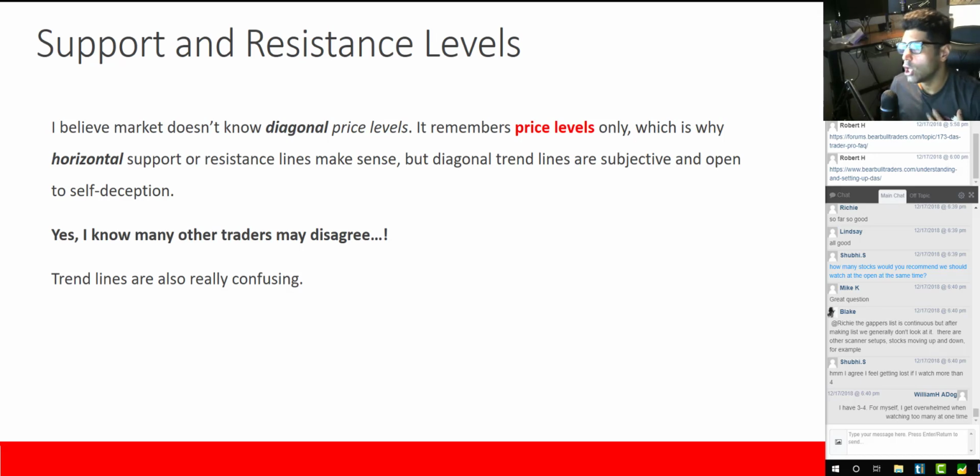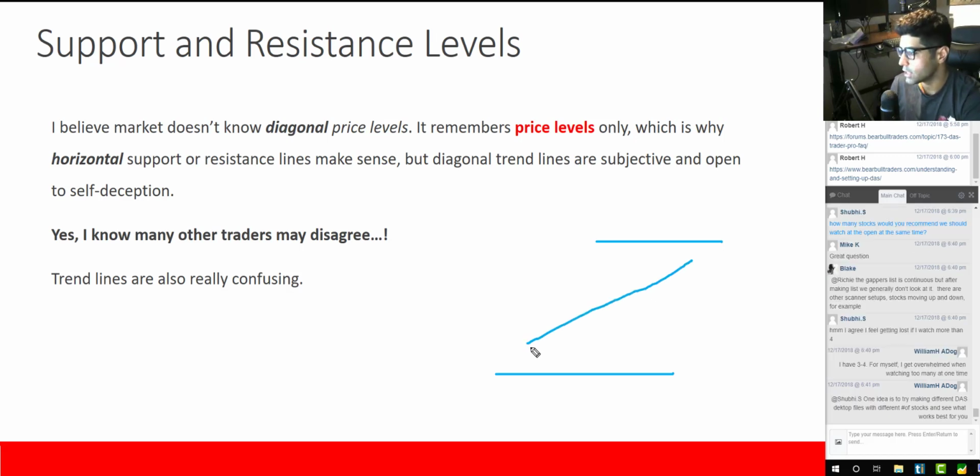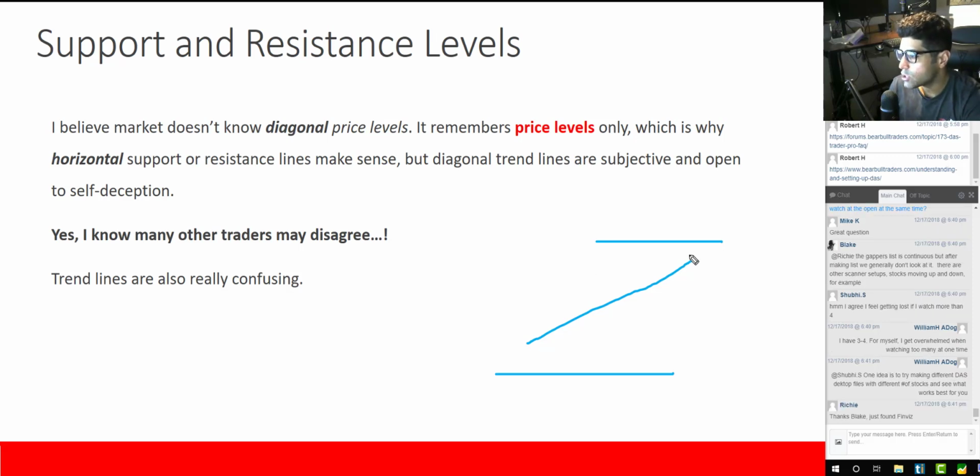I personally use only horizontal line price. And this is something that I need to clarify. I personally use only horizontal line support or resistance. I don't use trend lines, because I think they're confusing. I know it's very standard. I know a lot of people are using them, but I personally don't have time and don't have any interest to use trend lines, because market remembers price.